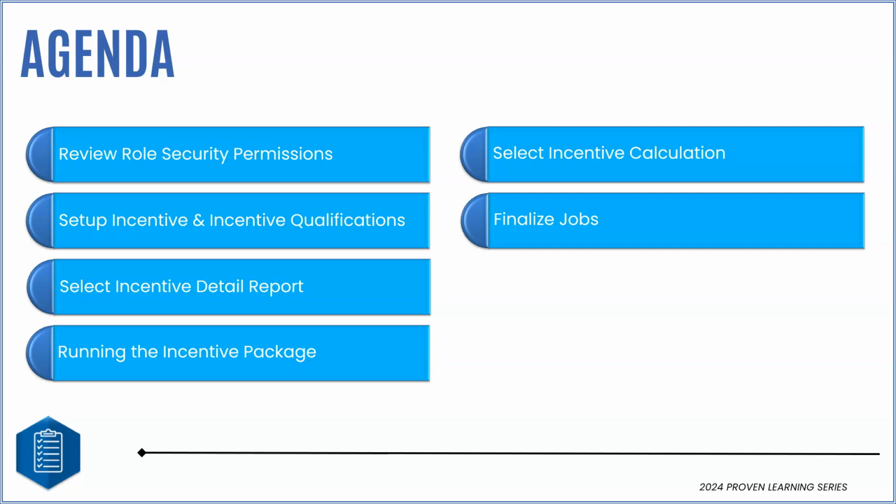We will then review how to run the incentive package after setup is complete and how to select the desired incentive calculation, a weighted profit margin percent by job type or by individual job profit margin percent by job type. And lastly, we'll review how to finalize the jobs once incentive has been run for all applicable employee types for the selected period.